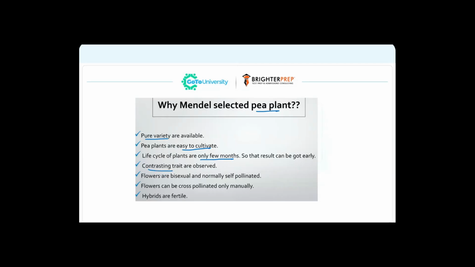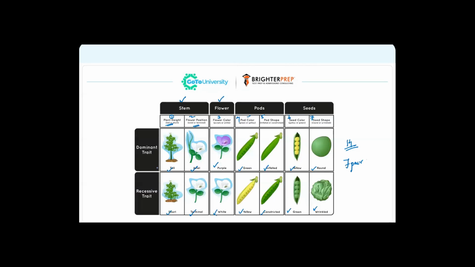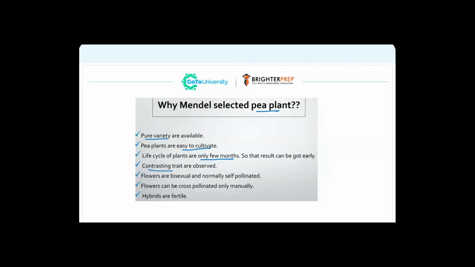Then contrasting traits are observed. As we mentioned in the previous slide, we could choose 14 plants with 7 pairs of characters. We could get 7 contrasting characters here, so that was an advantage. Next, the flowers are bisexual, and they are normally self-pollinated. The flowers can be cross-pollinated only manually. And the next point considered was that the hybrids are fertile, so the hybrid plants were able to produce a new plant as well.